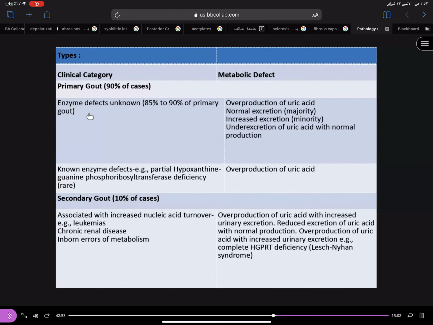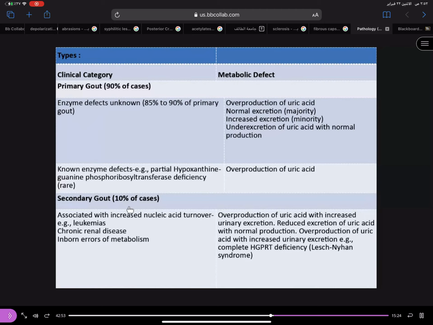And when we think primary, enzyme defects will be not known most of the time, or it will be known. And make it simple, it is overproduction of uric acid. Okay, so these things are less important: normal excretion, increased excretion, under excretion. The actual thing you should know is overproduction of uric acid.